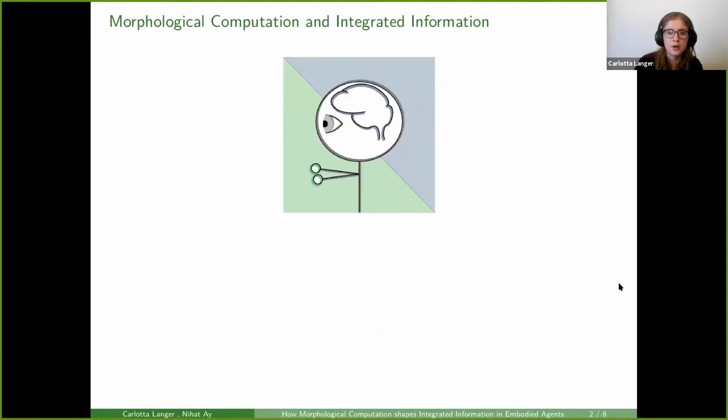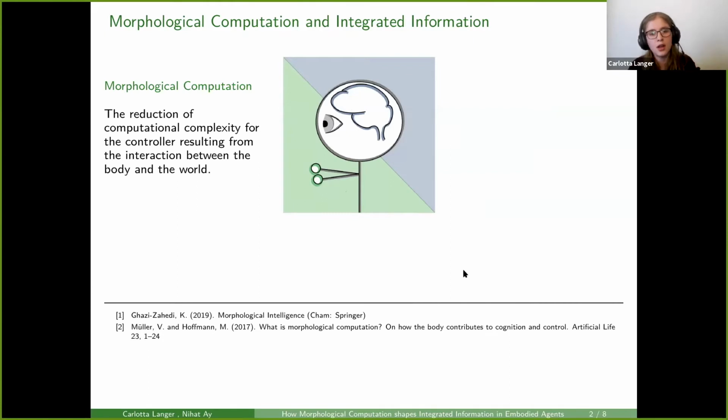So first, let's look at an embodied agent. An embodied agent typically has some kind of sensors here receiving information from the environment, and a computational architecture here, a control architecture that processes that information, and a body interacting with the environment. This body can be more or less well adapted to the environment, which leads to the concept of morphological computation. And by morphological computation, I mean the reduction of computational complexity for the controller resulting from the interaction between the body and the world. There are different ways in which the body can interact with the environment, and therefore there are different types of morphological computation measures and variations, some of which are discussed here in the first two references. So this is a view from the outside, the interaction with the environment.